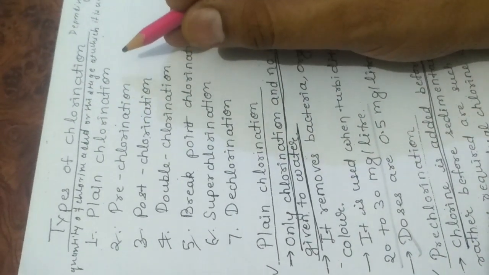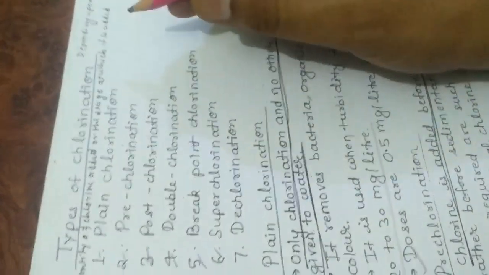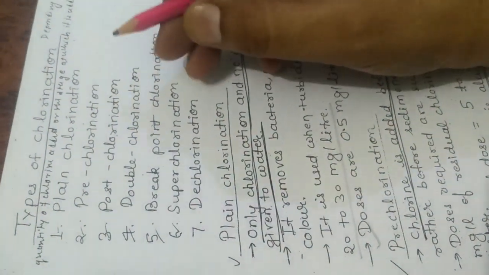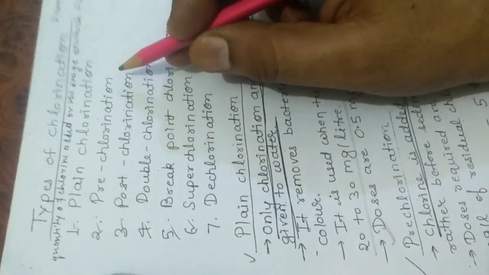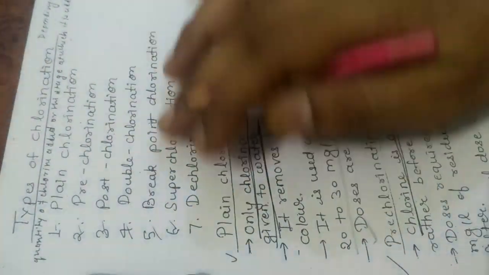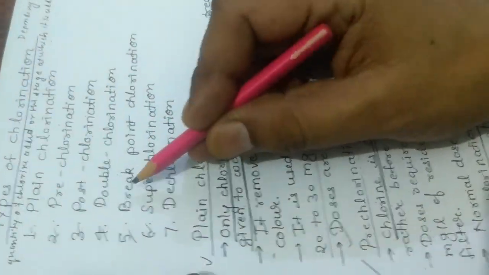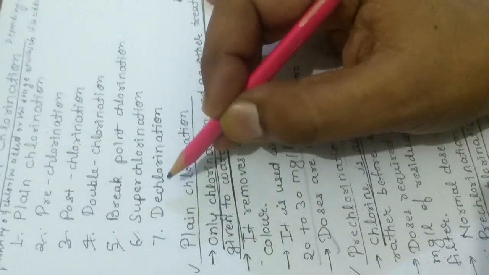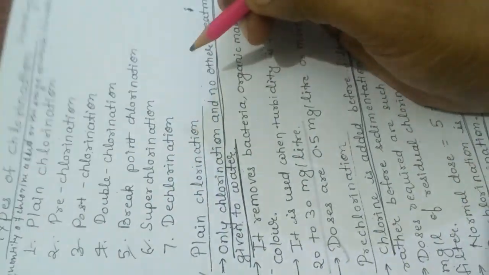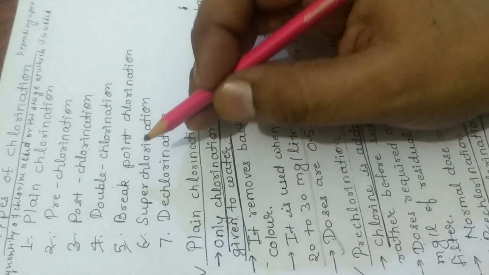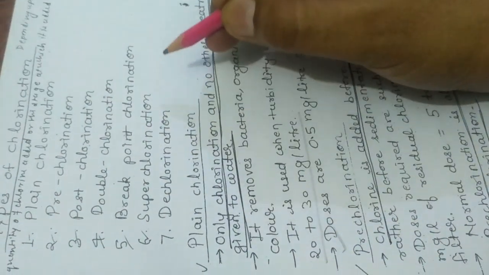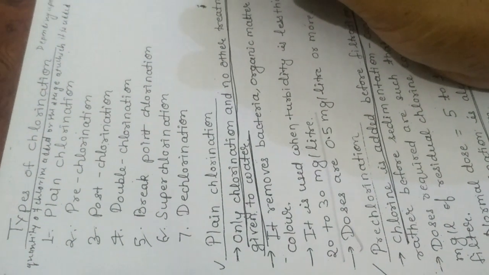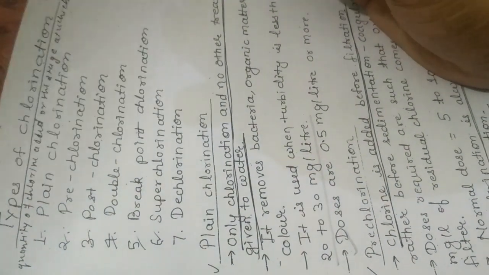The topic is types of chlorination, or application of chlorine. There are 7 types of chlorination. First is plain chlorination, second pre-chlorination, third post-chlorination, fourth is double chlorination, fifth breakpoint chlorination, sixth super chlorination, and seventh is dechlorination. In this list, breakpoint chlorination is a separate topic and is discussed in another lecture.